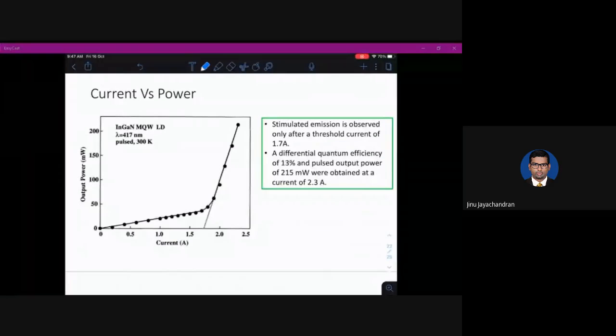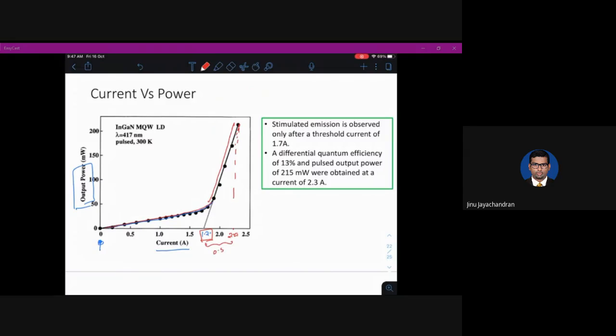Now, if you look at some of the characteristics of this indium gallium nitride laser diode, this is current versus output power. As the current increases from 0 till around 1.7 amps, the output power has a very small change. It's just a normal linear change, which is not of much use for us because we need maximum output power for low values of current. At 1.7 amps, you see there is an exponential change. That means if you take this, it might be around 2.25.